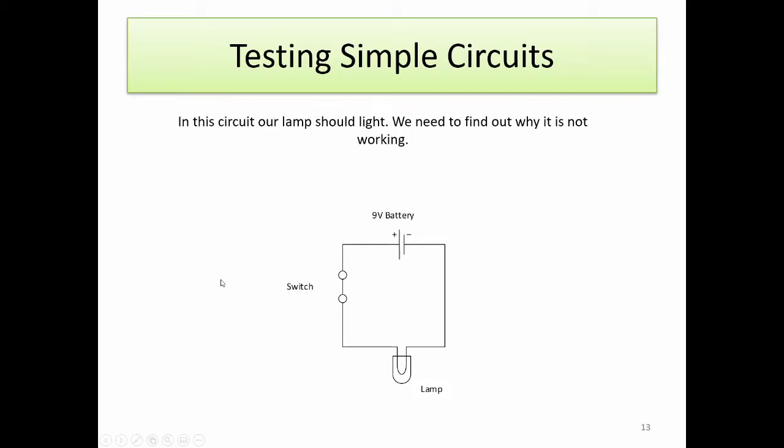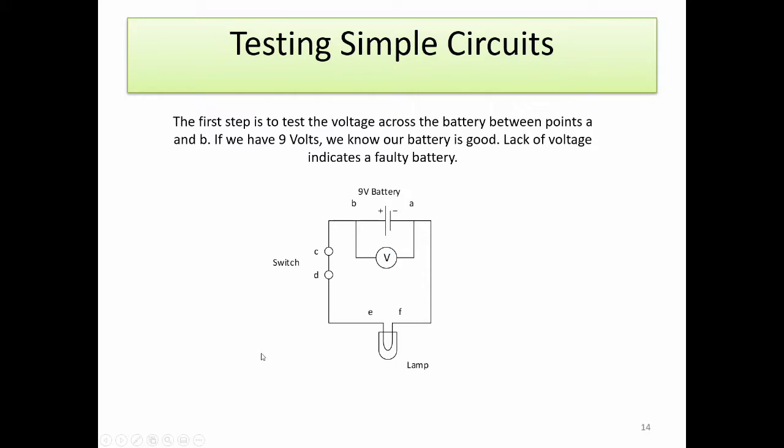So we come on to testing simple circuits. You may remember this circuit from the first module. In this circuit our lamp should light. We can see it's not lighting, so we need to find out why not. First step we'd take is to test the voltage across the battery between points A and B here. If we've got 9 volts there, then we know our battery is good. If we haven't got any volts there, then we've got a faulty battery. Fairly simple fix.